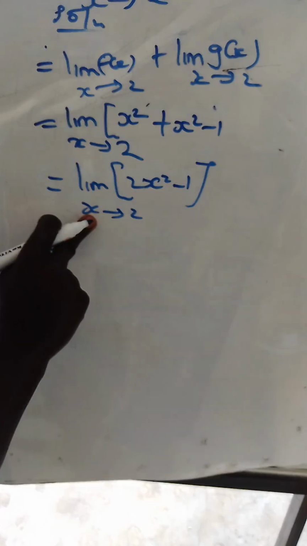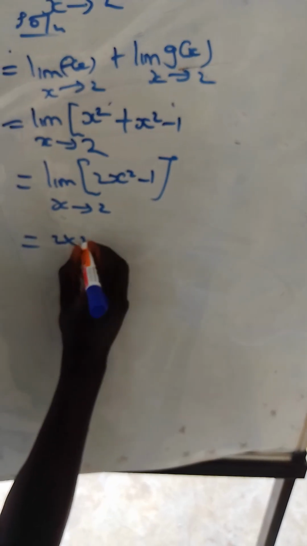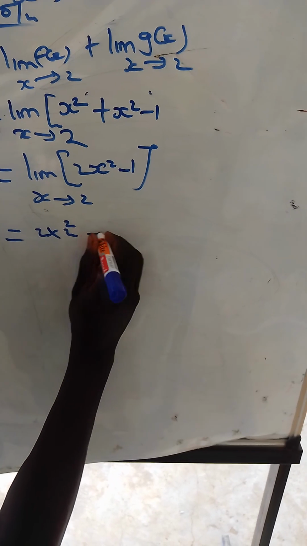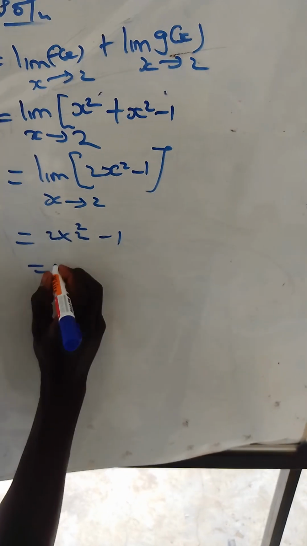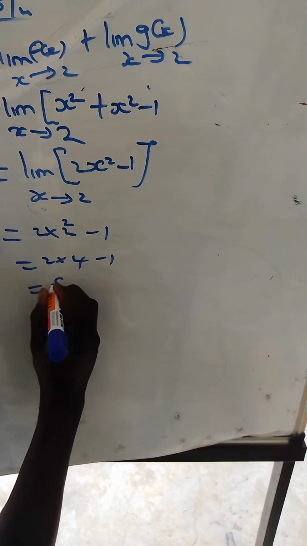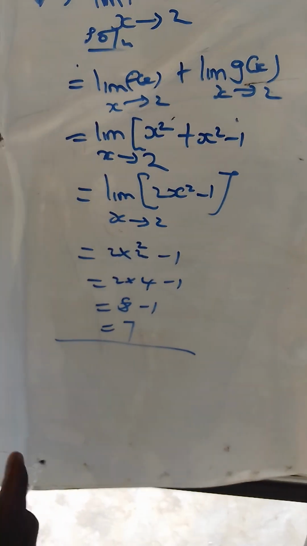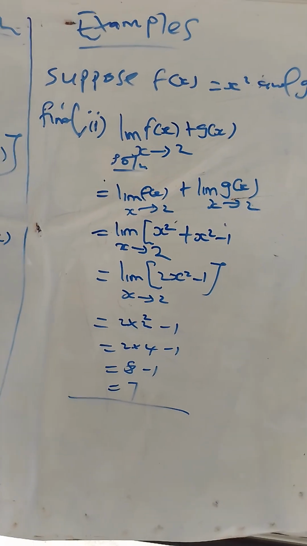Now from this point we are going to substitute the value of x to be 2 into this equation for the limit of the function. Now this one is the same as 2 times 2, but this 2 is squared, minus 1. Now here we shall get 2 times 4 minus 1. This one is the same as 8 minus 1, which is the same as 7. So this one is our answer. Let's look at another example.